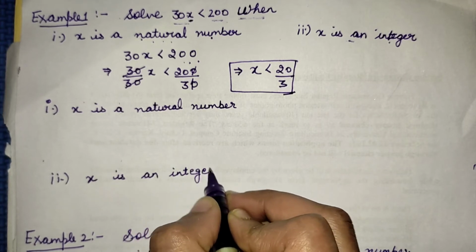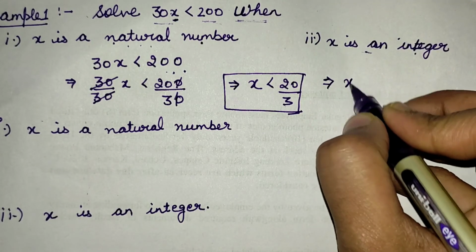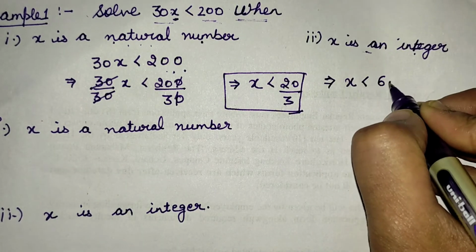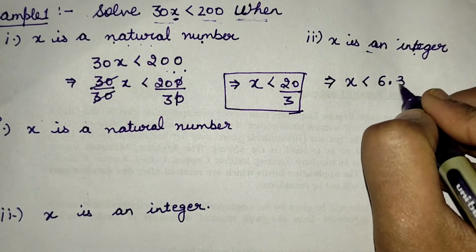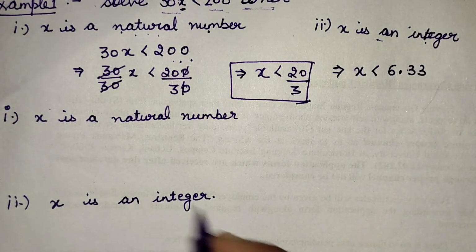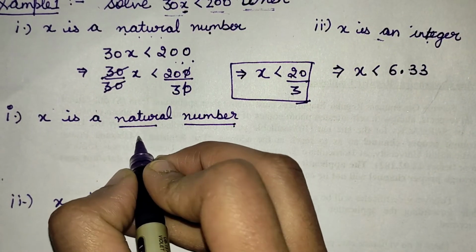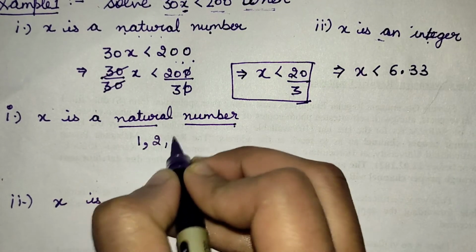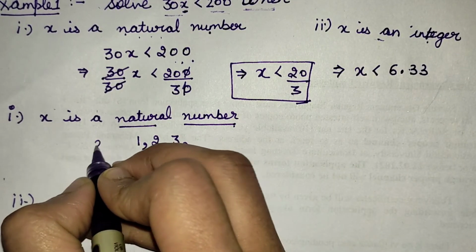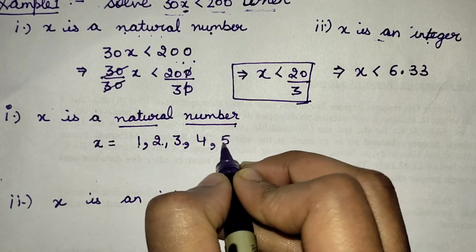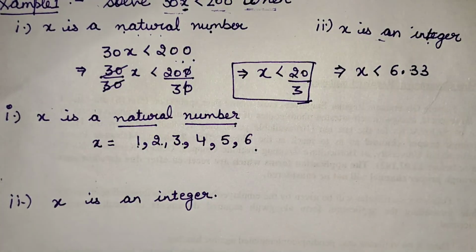Okay. So I can say that x is less than 20 by 3, which is somewhat 6.33. So if x is a natural number, natural numbers are what? Natural numbers are greater than 0. So possible values of x can be 1, 2, 3, 4, 5 and 6.